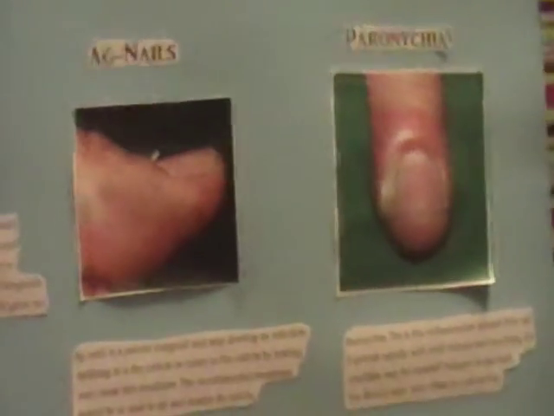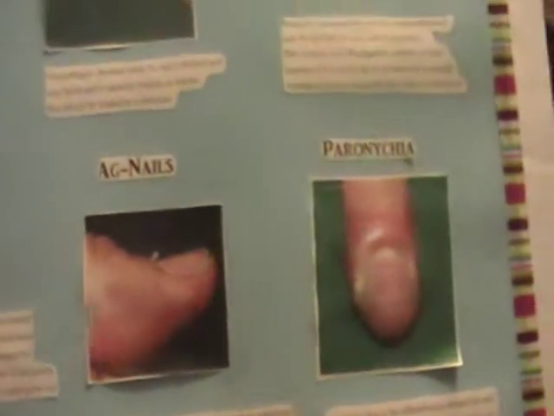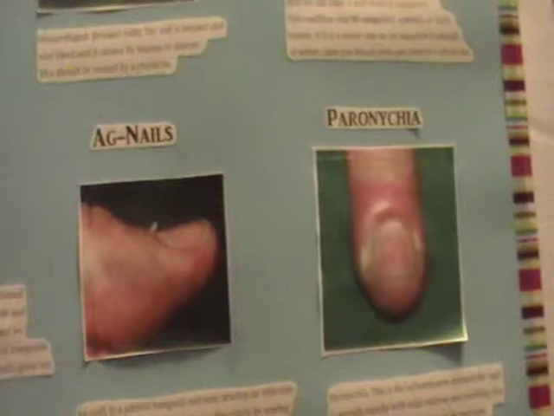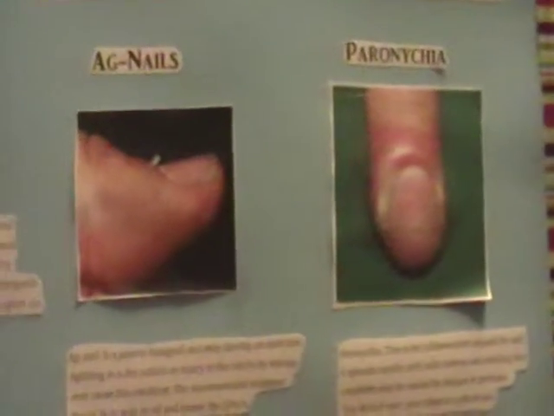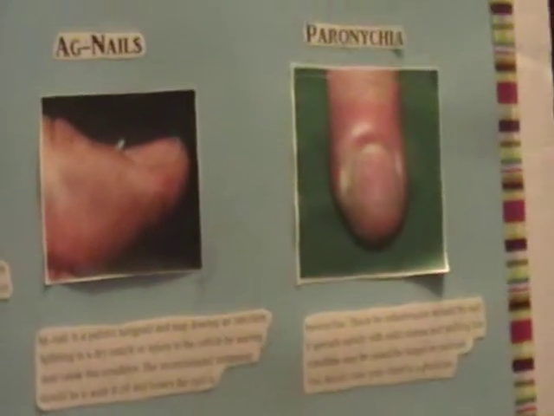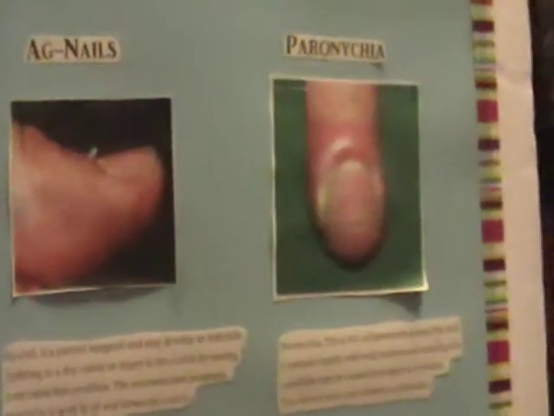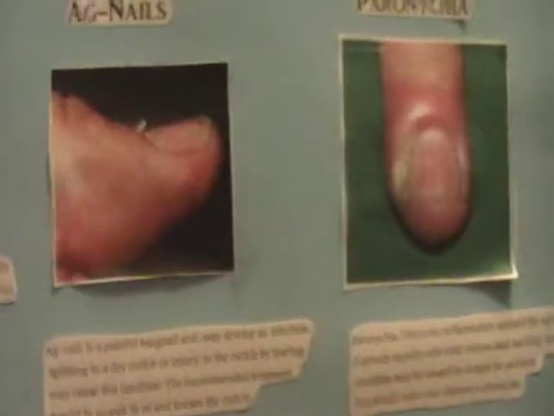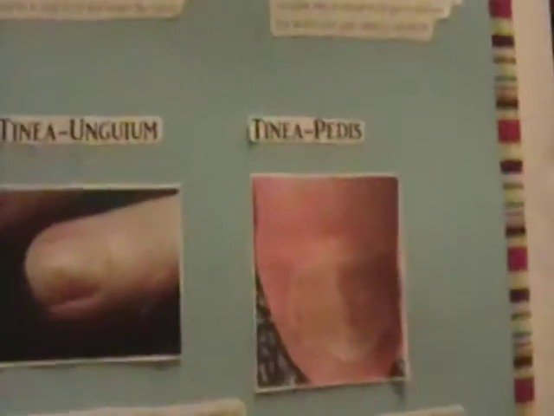Down here we have agnails, and they're painful hangnails. They may develop an infection, splitting in a dry cuticle, or injury to the cuticle by tearing may cause this condition. The treatment should be to soak in oil and loosen the cuticle.